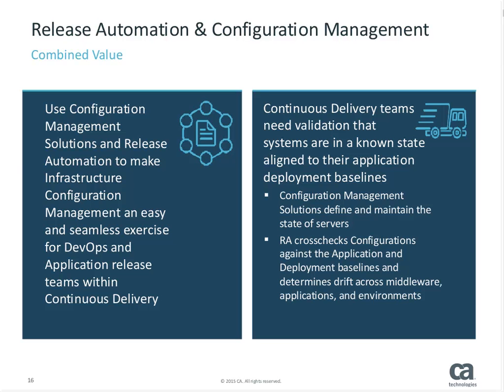So on the right-hand side here, you can see, we know that configuration management solutions are going to define and maintain the state of servers, but what we've added here, through this integration and building upon our existing capability, is the ability for us to do a baseline and cross-check configurations coming from the config solutions against our application and deployment baselines, where we can therefore determine drift across the middleware, the applications, and the environments. This is different, of course, from the drift that you would see from your config solutions, which is very node-based. And what we bring in here is that next layer on top of that, if you will.